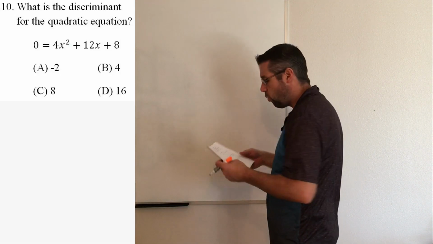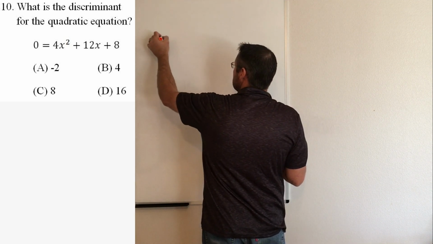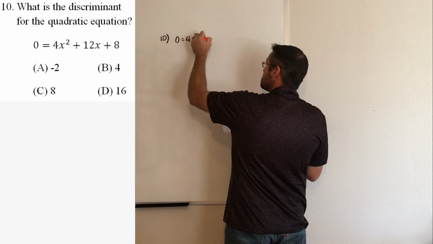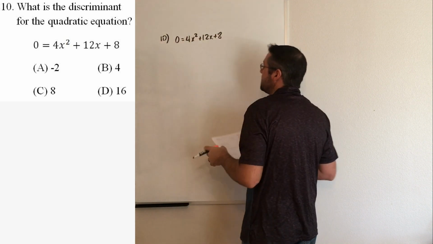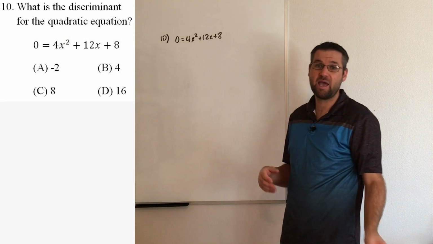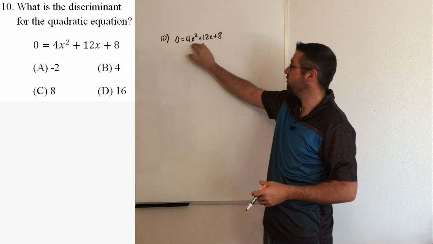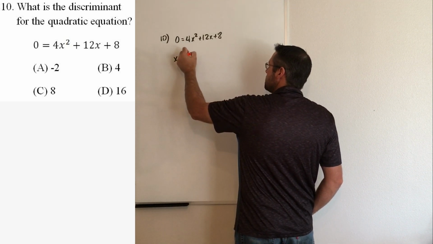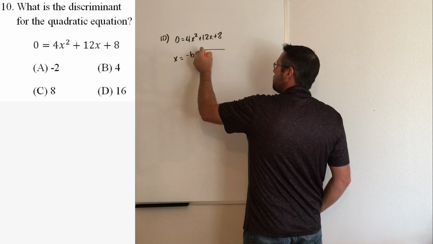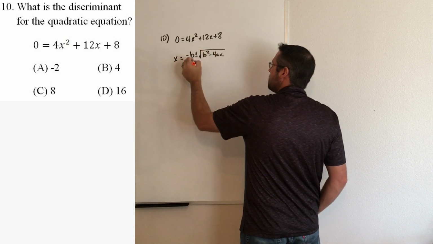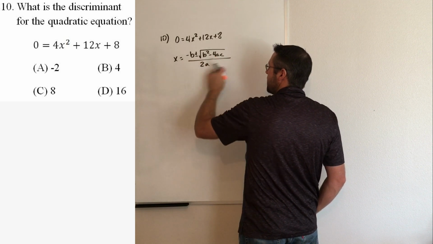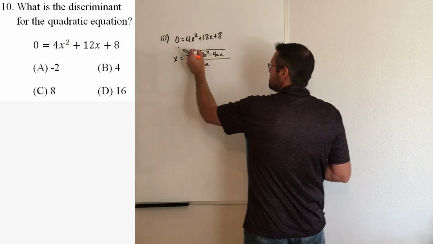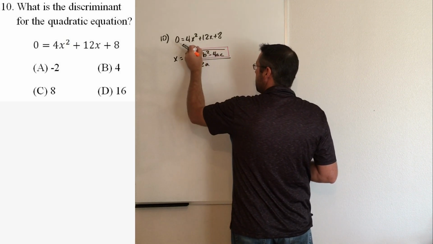For number 10, what is the discriminant for the quadratic equation? So we've got 0 equals 4x squared plus 12x plus 8. And we're asking for the discriminant. Well, in order to find the discriminant, we have to have the equation written in standard form and equal to 0. And if you remember, the discriminant is the radical part of the quadratic formula here. So this guy is our discriminant.